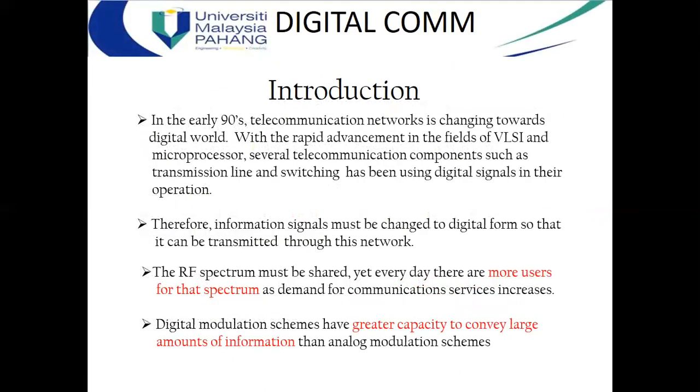Now in digital communication, a little bit of history. In the early 90s, telecommunication networks changed towards digital. This took place even faster with the rapid advancement in the field of digital devices and systems like VLSI, microprocessors, telecommunication components, transmission lines and switching, etc. Therefore, the available information signals are analog and need to be converted to digital form so that they can be used for transmission or communication.